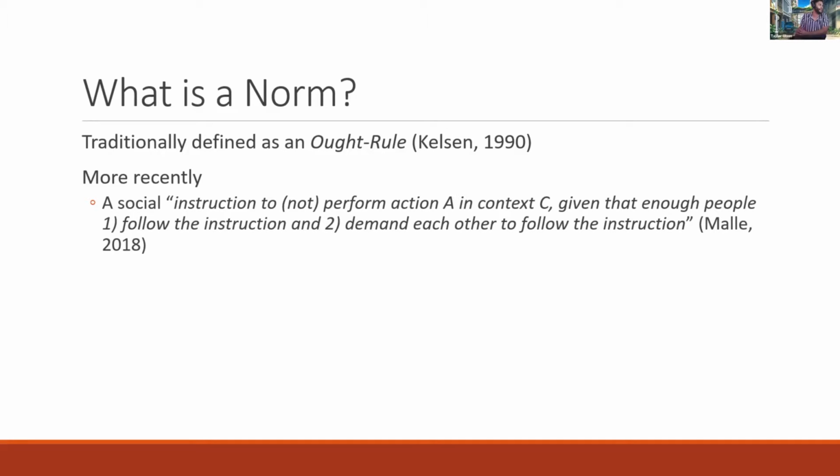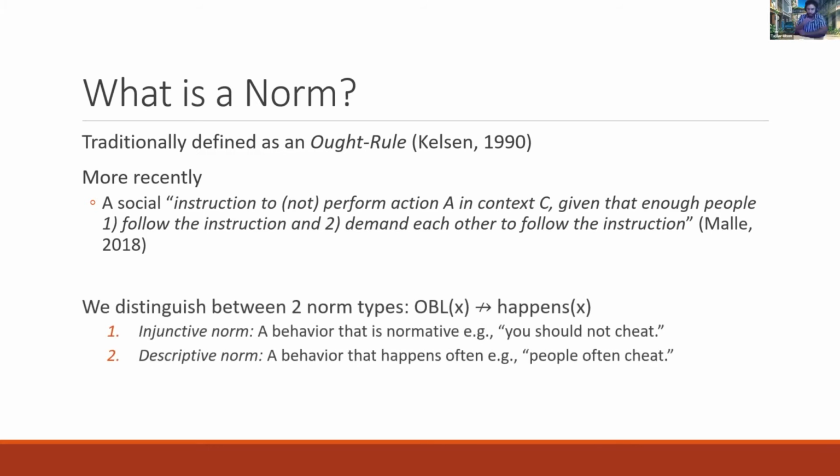The first being that enough people actually follow the instruction, the prevalence condition. And two being that enough people demand each other to follow the instruction, being the demand condition. But we follow another convention that distinguishes between two norm types, because we don't always do things that we're obligated to do. We distinguish between what's called an injunctive norm and a descriptive norm.